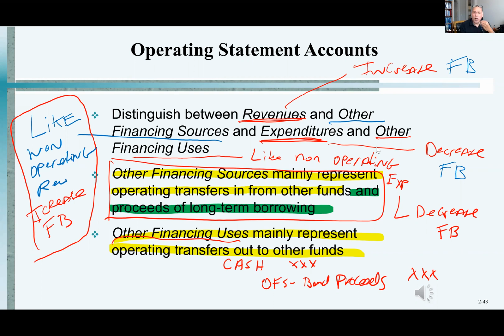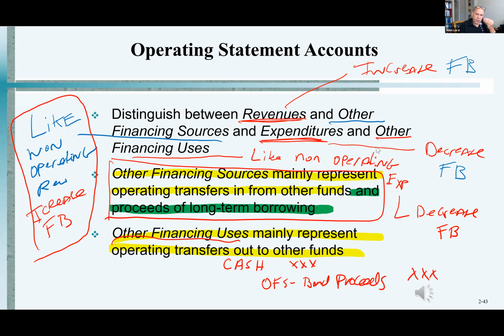Now, we have other financing sources and other financing uses. These are like non-operating things. Other financing sources are like non-operating revenue. Other financing uses are like non-operating expenses. In other words, they're not in the normal course of business for a government.